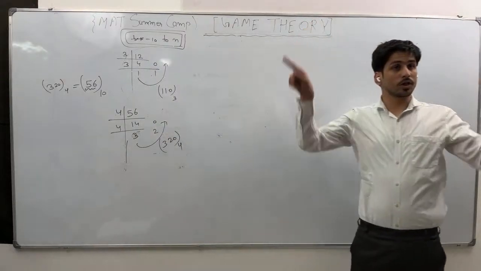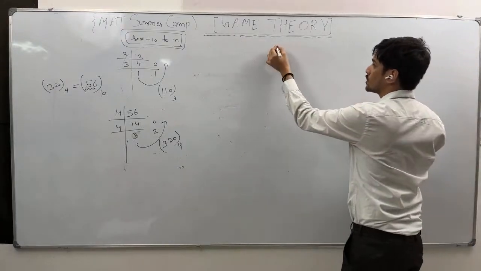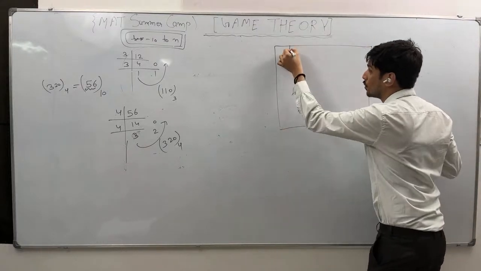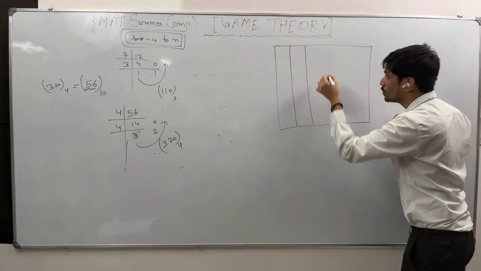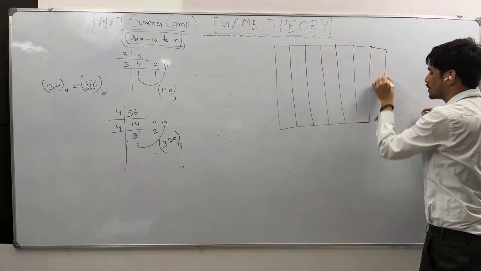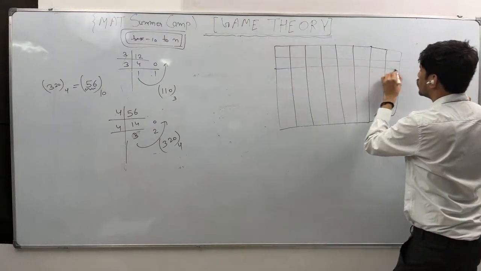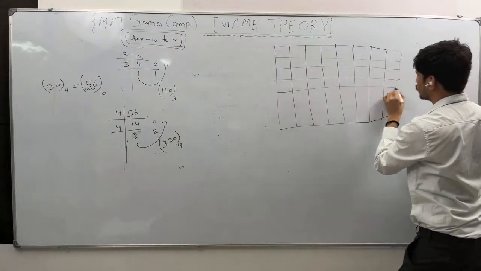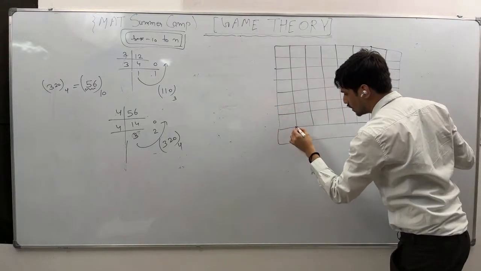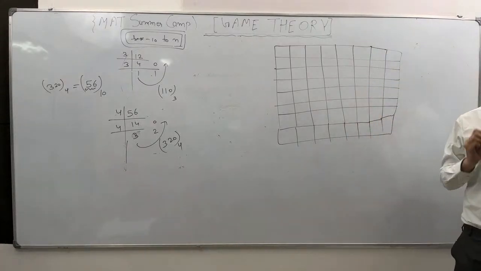Let's say you have an 8 cross 8 chessboard. All of you have played chess, right? You have an 8 cross 8 chessboard. Okay, let me draw 1, 2, 3, 4, 5, 6, and 7 and 8. Likewise here, and here 1, 2, 3, 4, 5, 6, 7, 8. Okay, an 8 cross 8 chessboard.